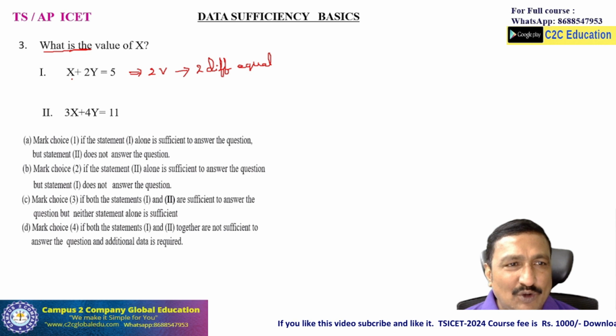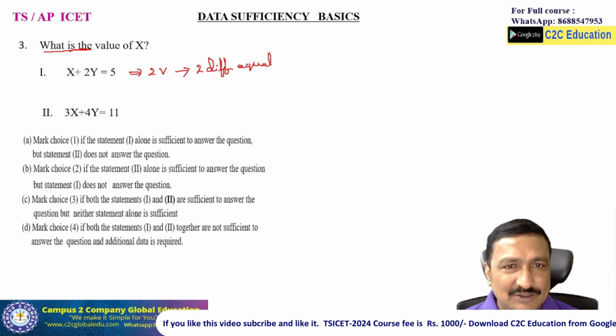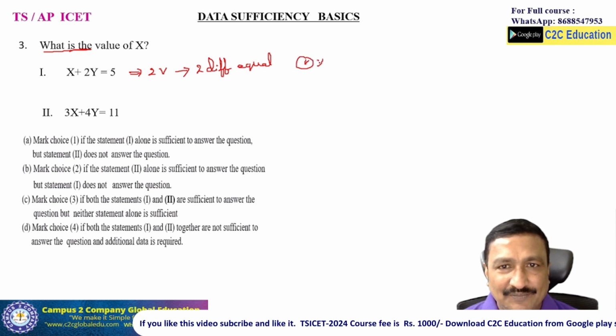But here there is only one equation. So in this equation we cannot say exactly the value of x because we don't know the value of y. If you know this subject knowledge, we can skip the first statement directly. So the first statement is not sufficient.